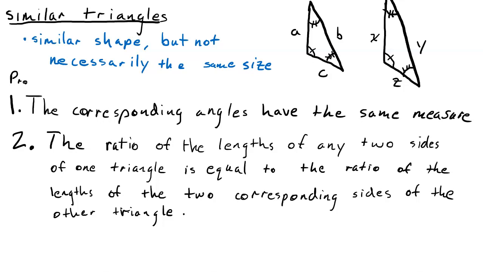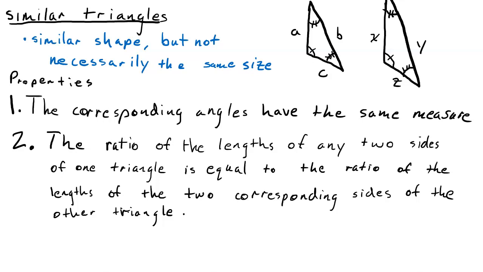So these numbers are the properties of similar triangles. And the first property is that the corresponding angles have the same measure. And if you remember from when I was going over the names of triangles, I used tick marks to denote whether or not two sides had the same length. And we do the same thing for angles in similar triangles.